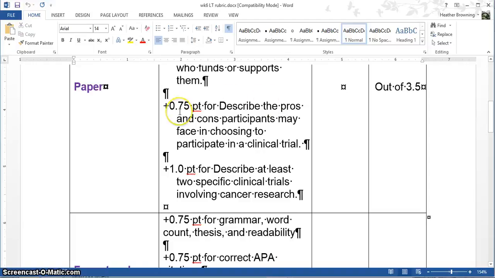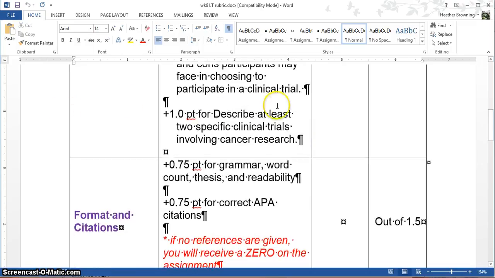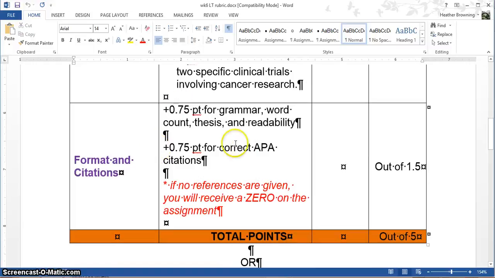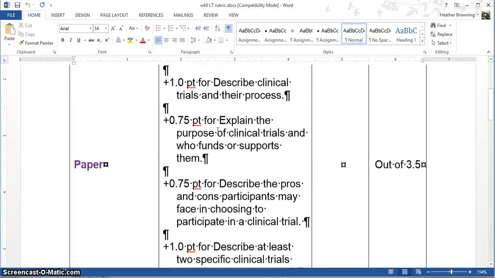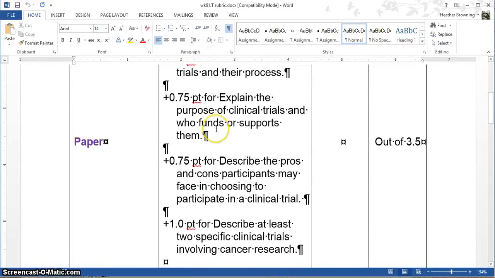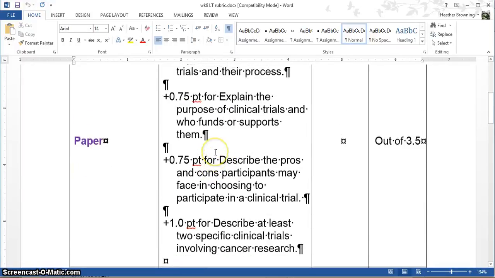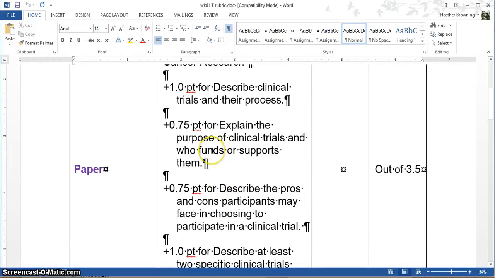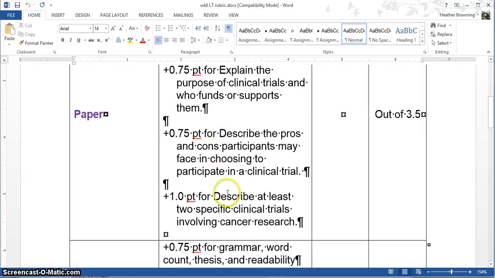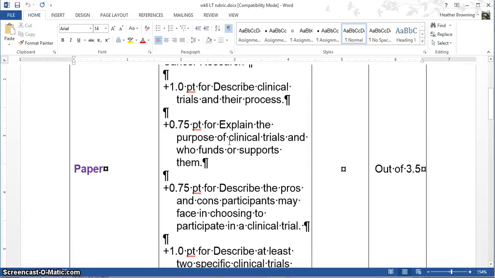Describe the pros and cons participants may face in choosing to participate in the clinical trial. So why is it good? Why is it bad? Describe at least 2 specific clinical trials involving cancer research, and then the formatting and the referencing. So I would be tempted to give one of these first 3 prompts to each person if I have a 3-person group. Let's kind of assume we have 3-person groups. That just seems to happen. And then this last one, I would give 1 trial to 2 of the 3 people and let the 3rd person be the editor. That seems the most sensible.